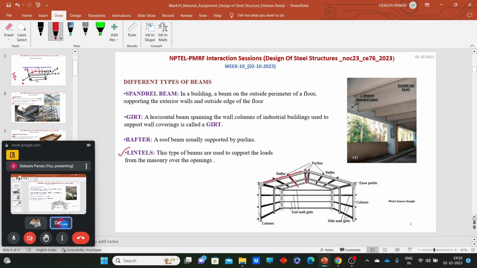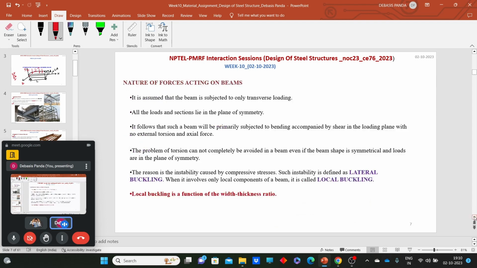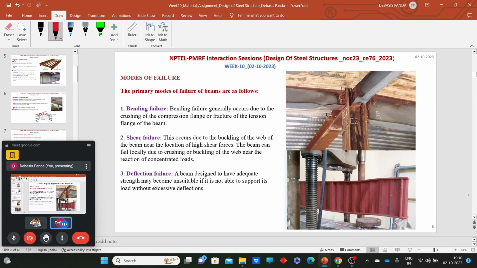Firstly, to design beams we need to know about the failure criteria. What should be the primary mode of failure? What kind of load is coming on the beams? They are transverse in nature. That means bending moment and shear force will occur. So if bending will occur, then firstly we need to look for the bending failure.